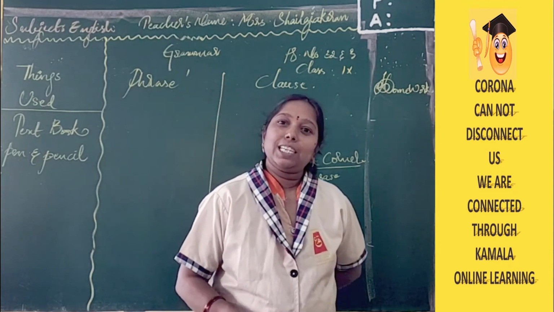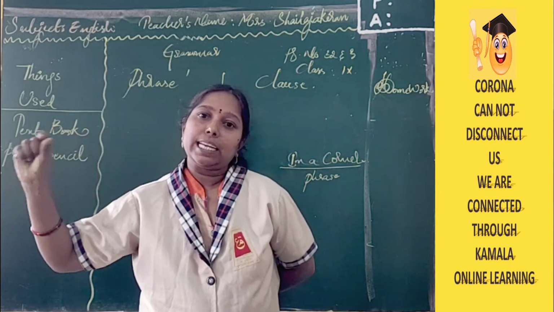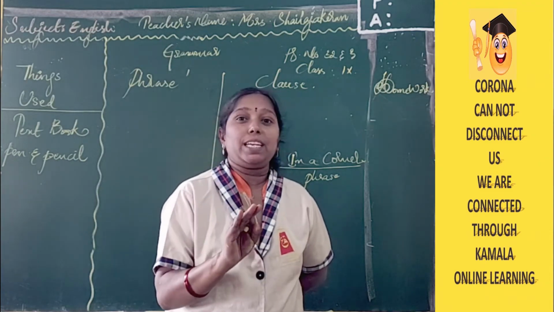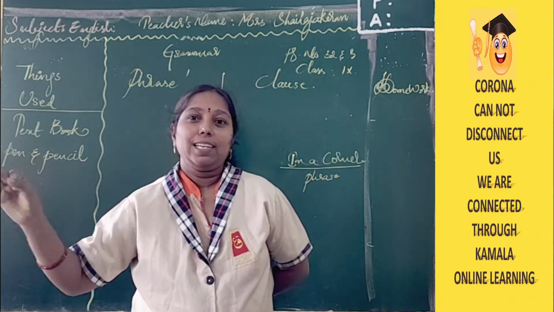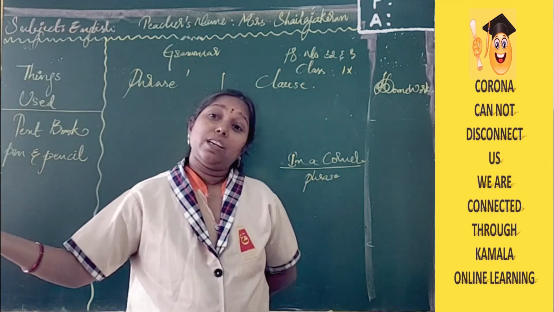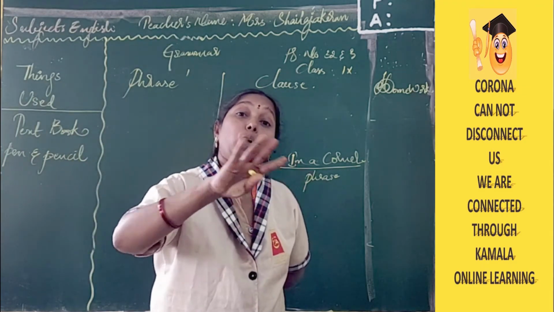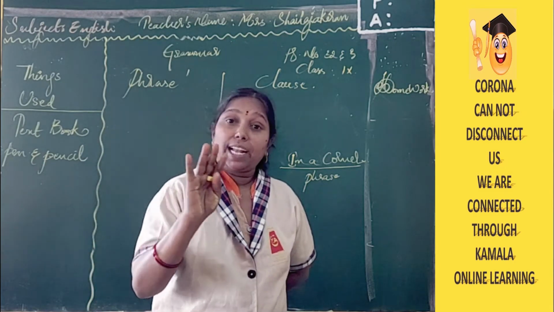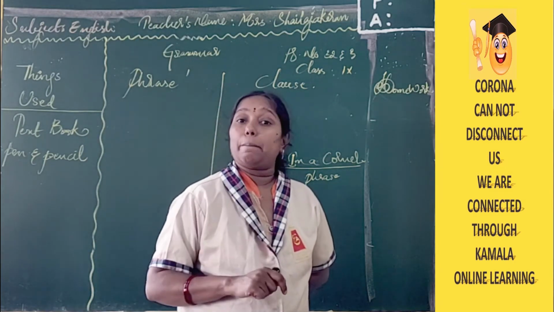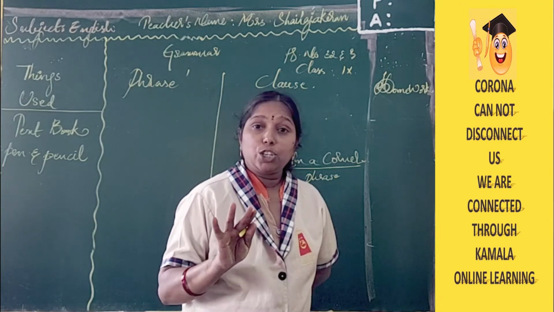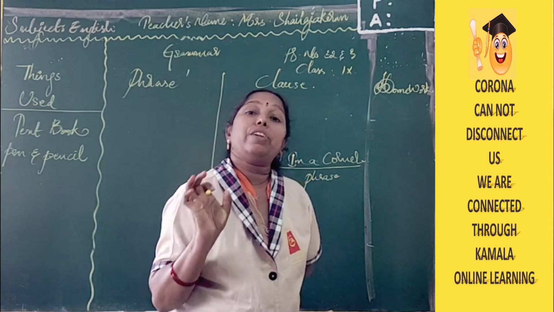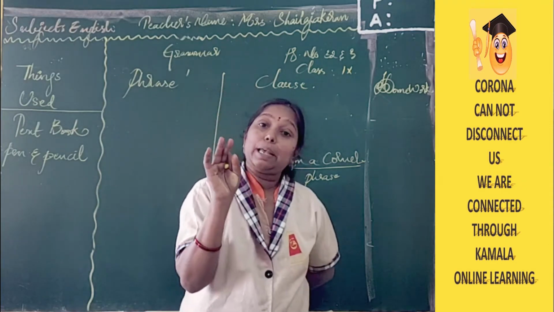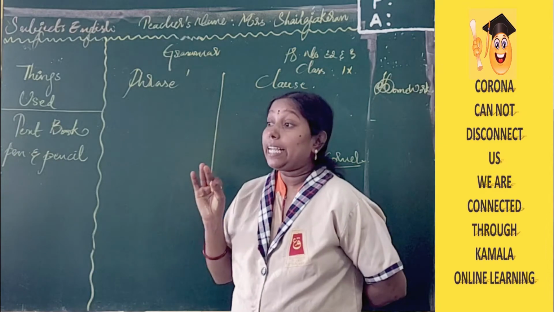A group of words which gives a complete meaning is called a sentence. A group of words which gives a meaning but not a complete meaning is a phrase. So a sentence gives a complete meaning, whereas a phrase doesn't. Okay? Understood? A phrase is a part of a sentence, but it is not a sentence.